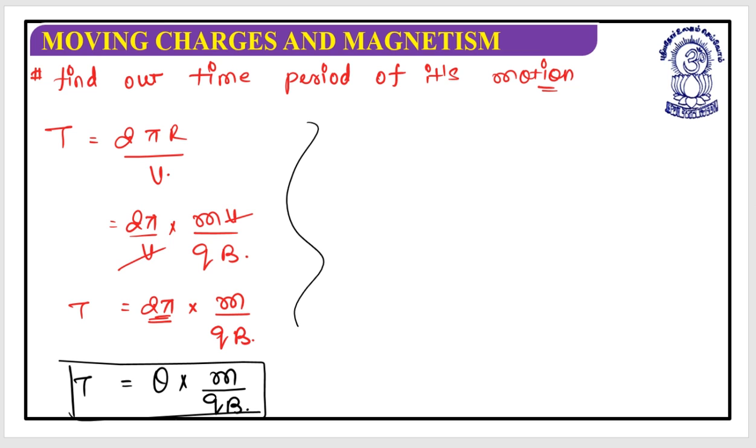Okay, so let's have the frequency as well. Frequency is 1 by T, and 1 by T could be written as qB divided by 2 pi m. This is the frequency.